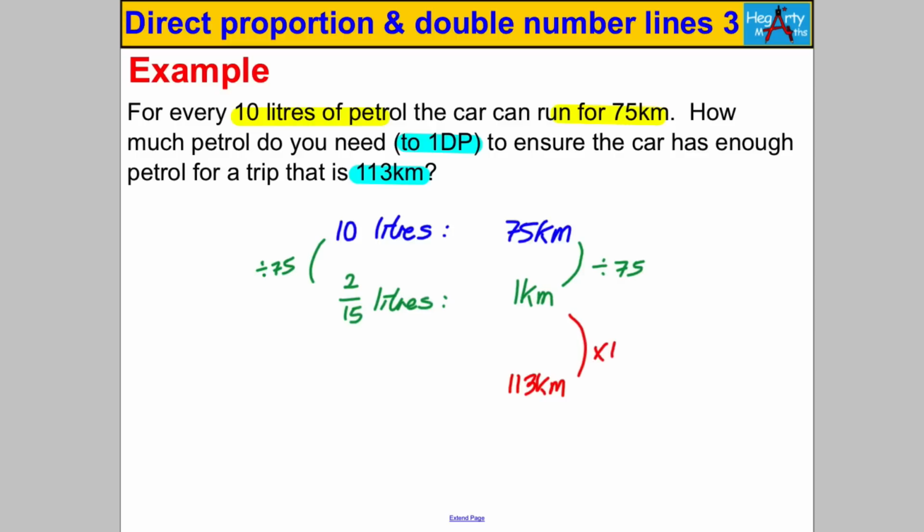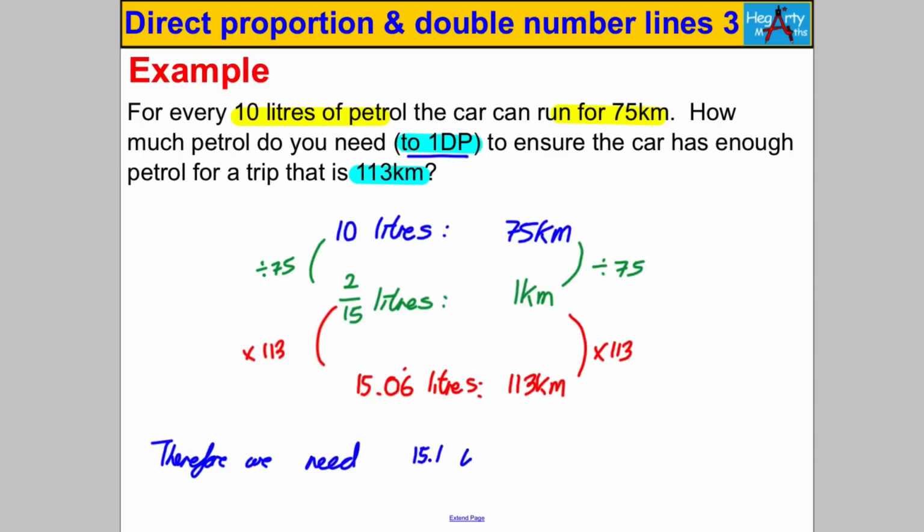Now we're going to multiply both sides by 113 to scale up to see how much you need for 113 kilometers, and 2/15 multiplied by 113 gets us the answer 15.06 litres recurring. Now it asked us to give our answer to one decimal place, so we should state it at the end. Therefore we need, if we round this to one decimal place, 15.1 litres. And that will certainly bring us the distance we want.